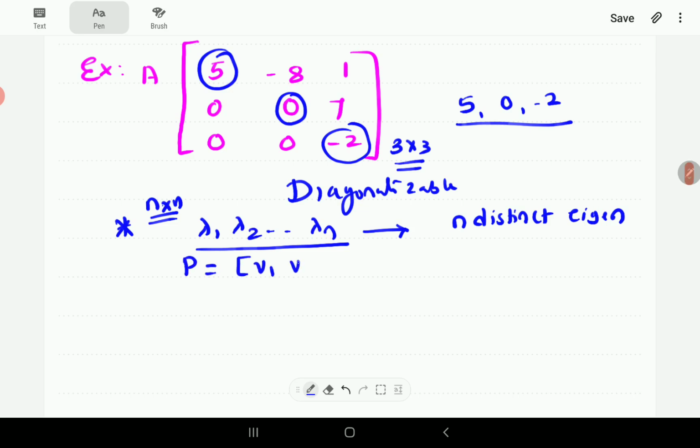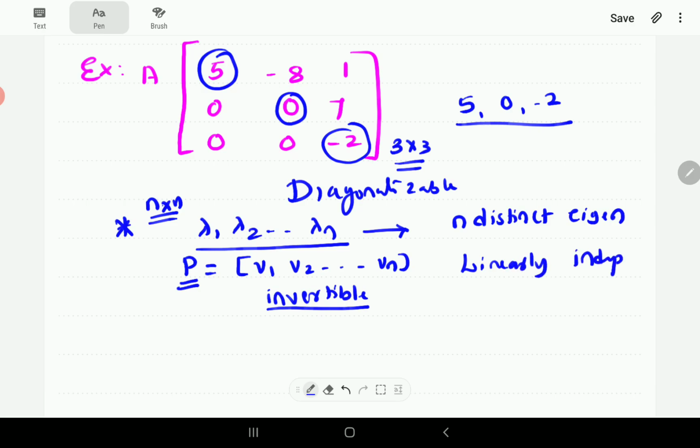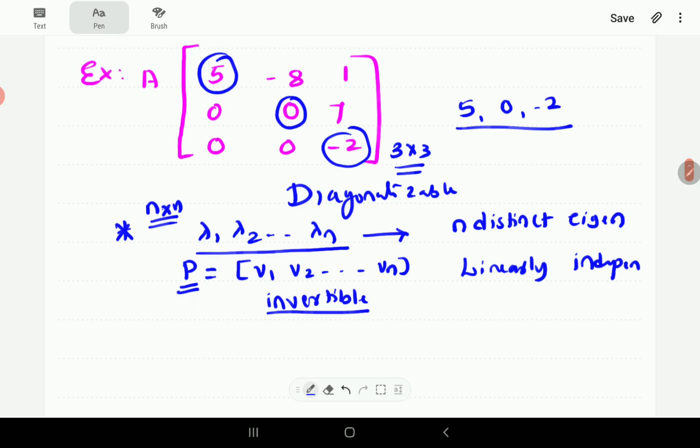For example, these n eigenvectors are v1 to vn, and along with them you will construct your matrix P. Then automatically your matrix P will be invertible, because its columns are linearly independent. This is very important. Whenever the eigenvalues are distinct, this is the important theorem we have to understand, a very basic property which we should know.